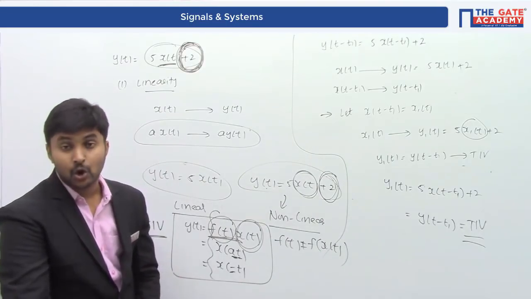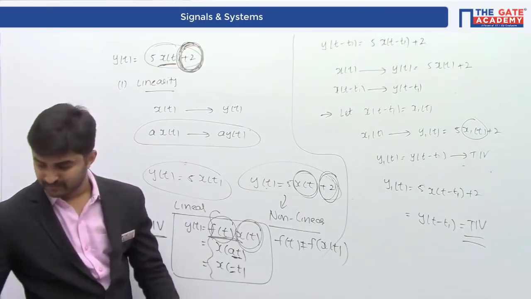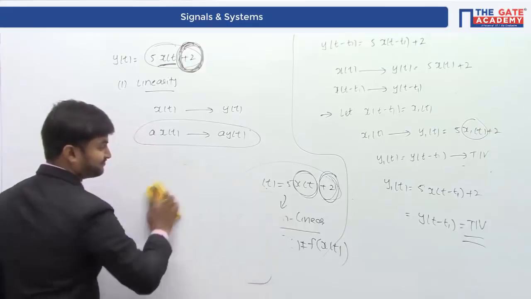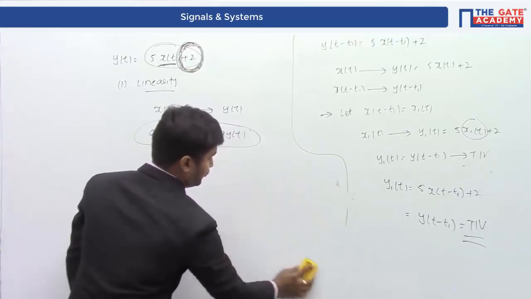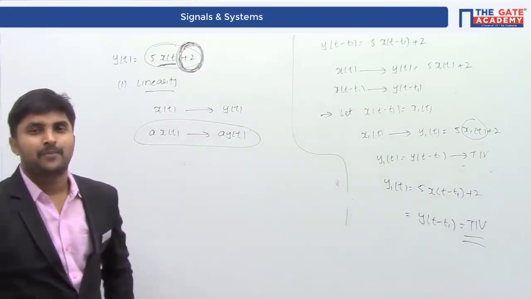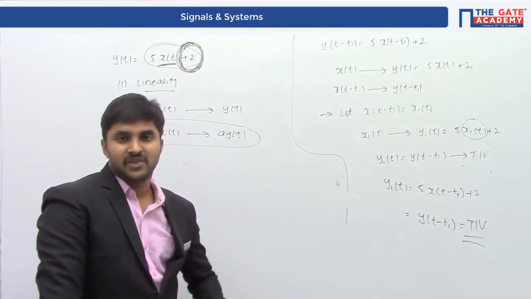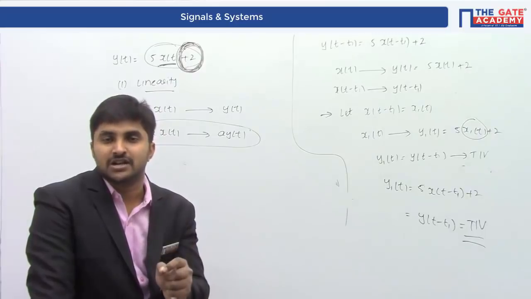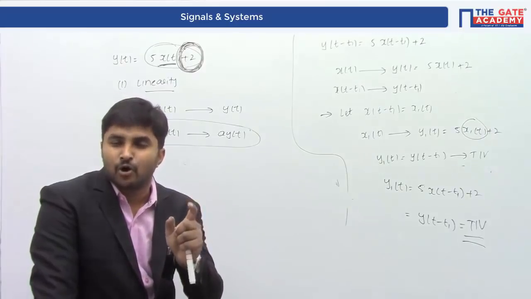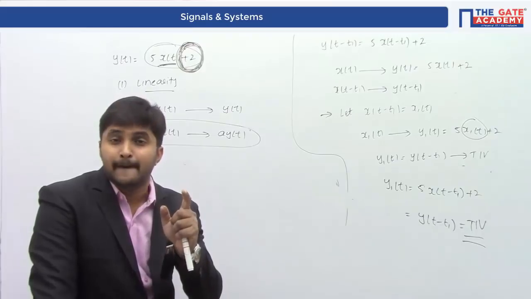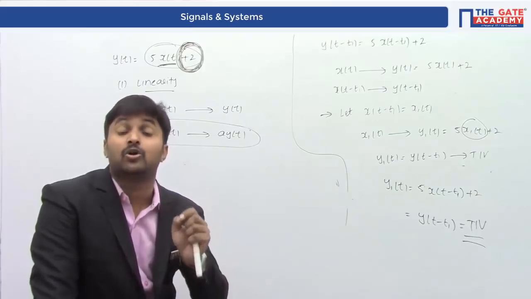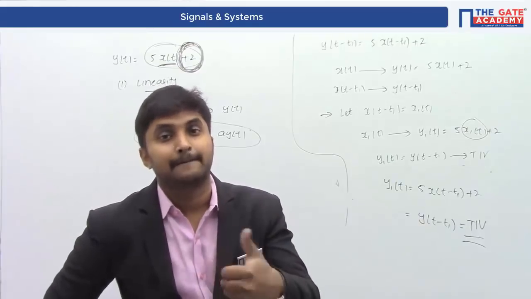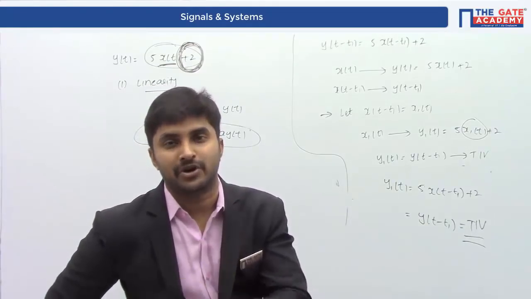Third one is going to be a causal operation. When do we say that a particular system is going to be causal? A system is said to be causal only if the output of the system depends upon the present and past but not on the future values of the input.